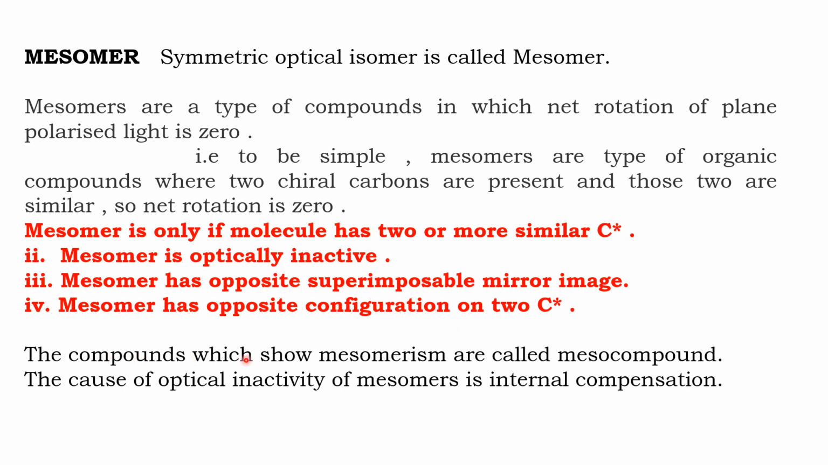The compounds which show mesomerism are called meso compounds. And this is very important: the cause of optical inactivity of mesomers is internal compensation, while the cause of optical inactivity in a racemic mixture is external compensation. The difference: a racemic mixture is a mixture of D and L compounds, and their optical inactivity is due to external compensation, while mesomers are compounds having a plane of symmetry, and their optical inactivity is due to the presence of internal compensation.